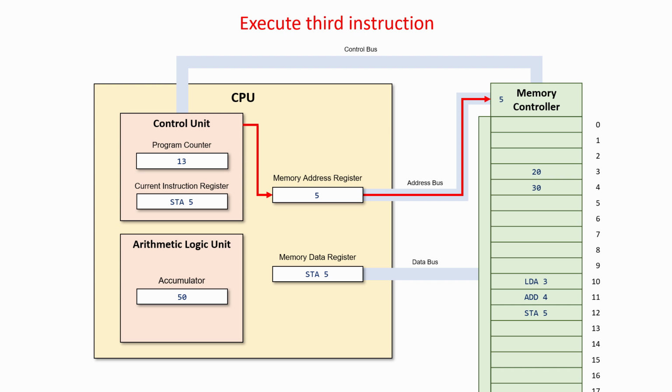In order to execute this particular instruction, the contents of the accumulator are copied to the memory data register. Anything moving in or out of the CPU has to go through the memory data register. A write instruction is then issued by the control unit, and the data is copied via the data bus into memory location 5. And that's the program completed, or at least this very small fragment of it.